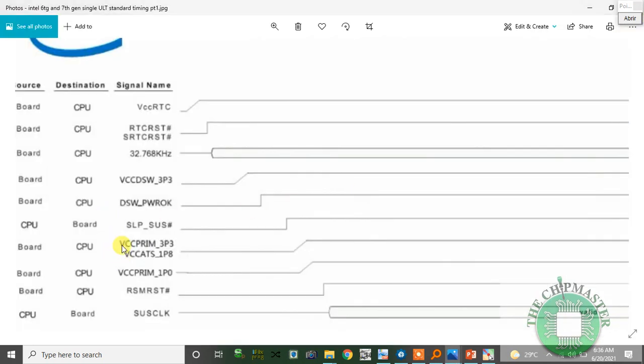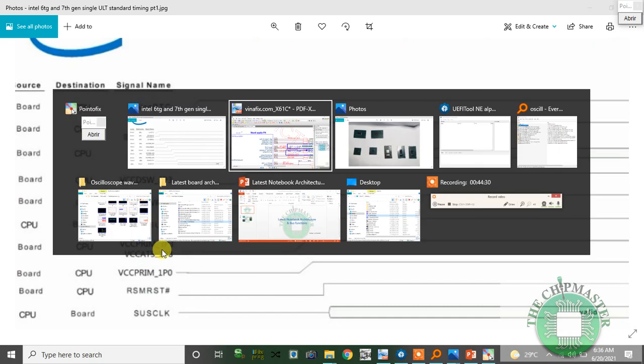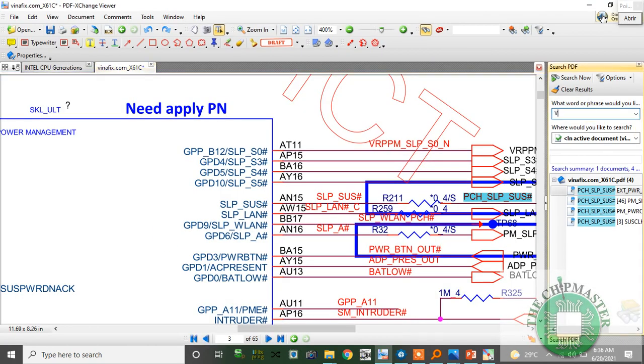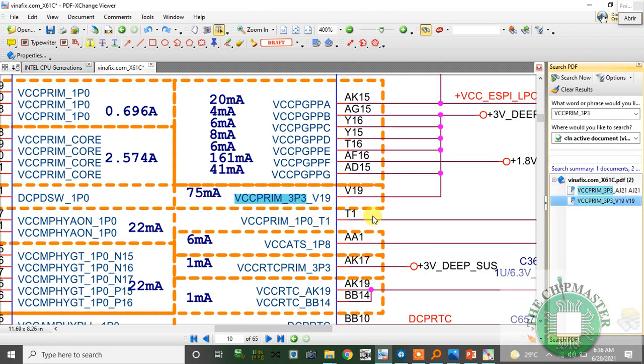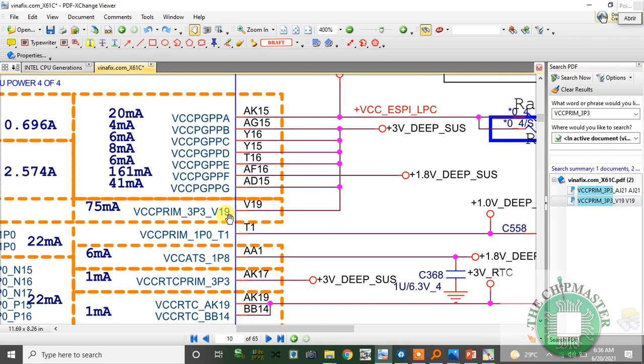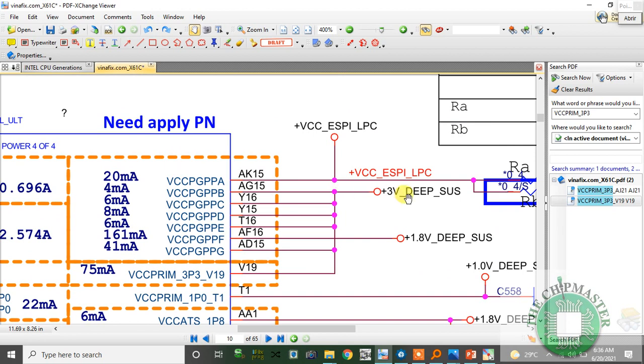All right, next we have VCCPRIM_3P3 and VCCATS_1.8. This is the standby power supply, VCCATS is another standby, and we have VCCPRIM_1.0, right? As you can see, VCCPRIM_3P3 is connected to here, and it's connected to the 3-volt deep sleep source.